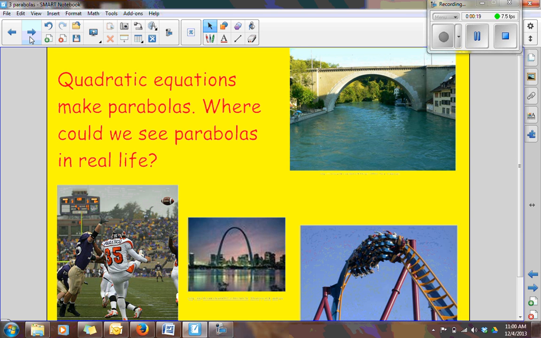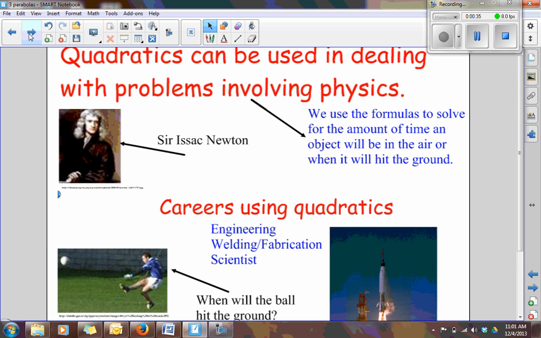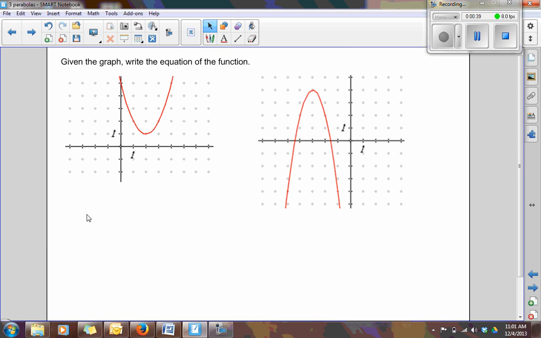Okay, so quadratic functions are everywhere. You can see them in bridges, in amusement park rides, in vertical motion, like when kicking a football, etc., in architecture. And these are some uses of them. We're going to get right into this though. So given a graph, you should be able to write the equation of the function.